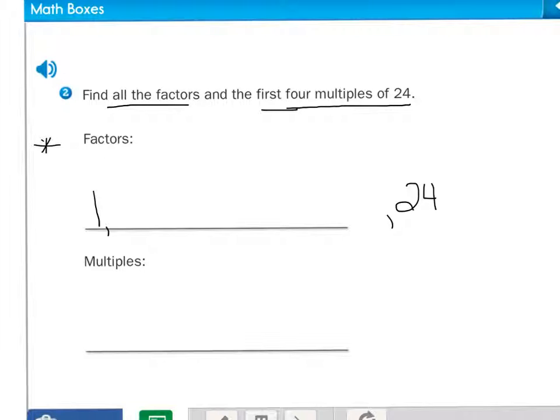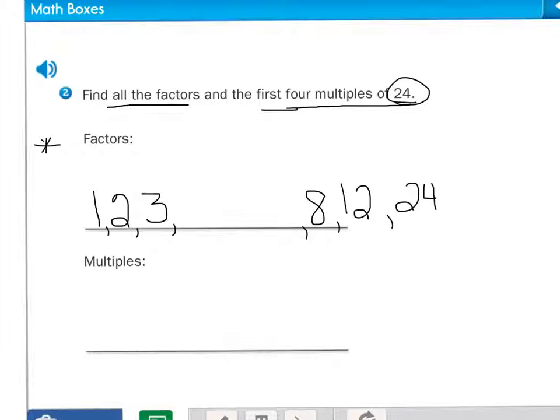Then you go to 2. Can I do 2 times anything to give me 24? Sure, 2 times 12. So 2 and 12. So then you go to 3. Can I do anything times 3 to give me 24? And if you think of all of those rules that we've learned about, you know that there's a multiple of 3 if I add up these 2 digits and I can divide it by 3. So 4 plus 2 is 6. 3 goes into 6. So I know 3 times something will give me 24. And that number is 3 times 8.